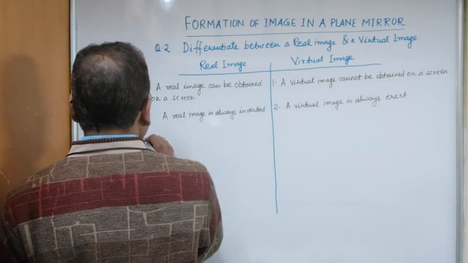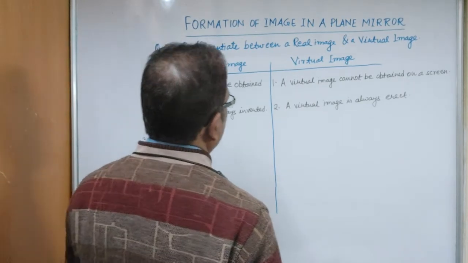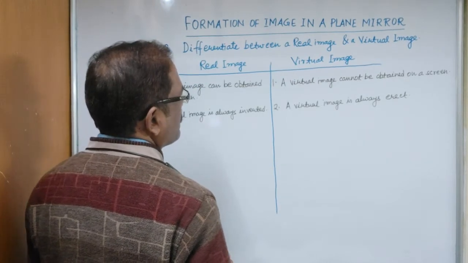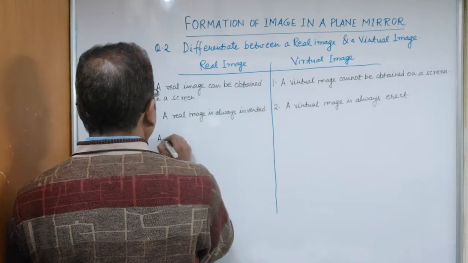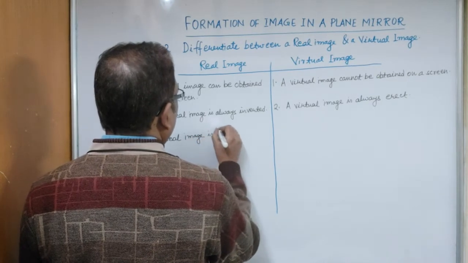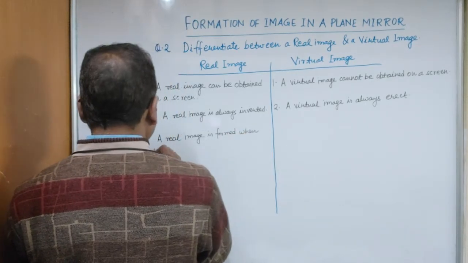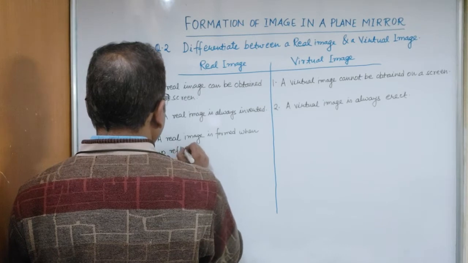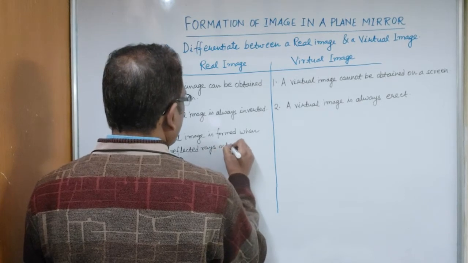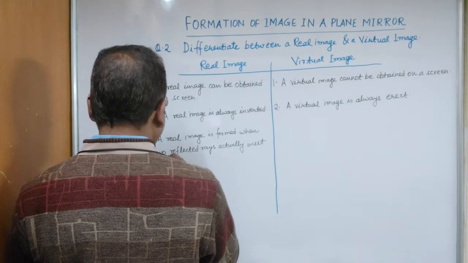Third, you can write a real image is formed when two reflected rays actually meet at a point.